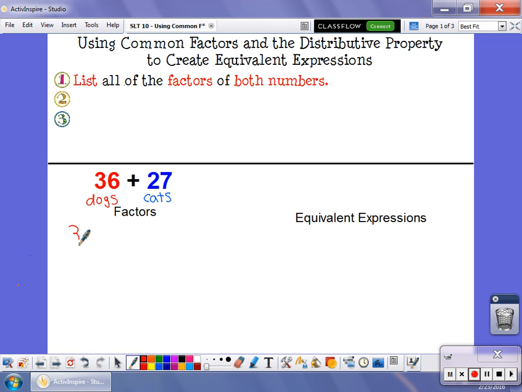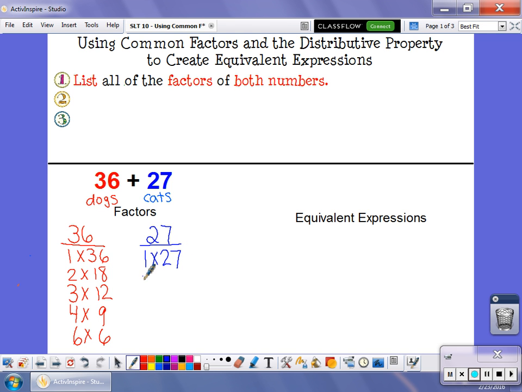So I'm going to start with 36, and I'm going to list my factors. I have 1 times 36, I have 2 times 18, I have 3 times 12, 4 times 9, and 6 times 6. And then I'm going to do the same thing for the 27. So factors of 27. I have 1 times 27, and I have 3 times 9. So step 1 lists all of your factors.